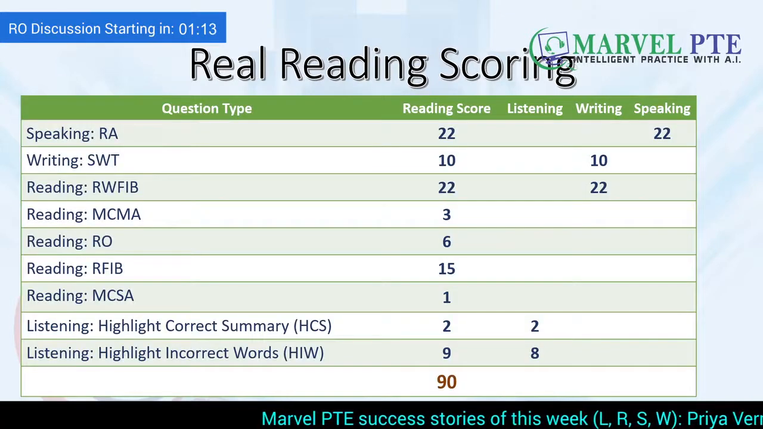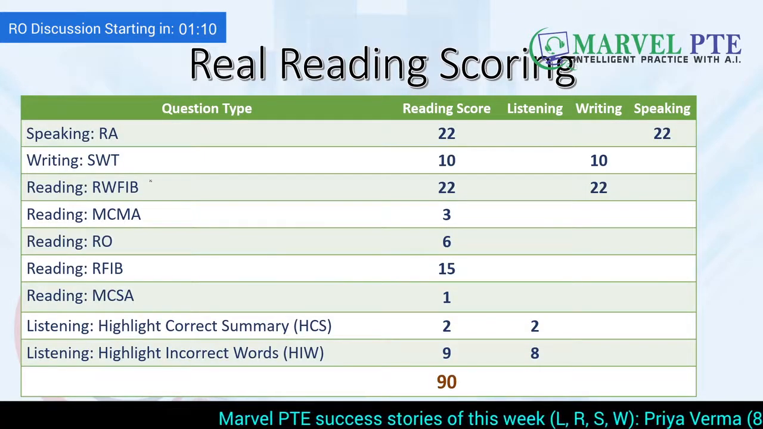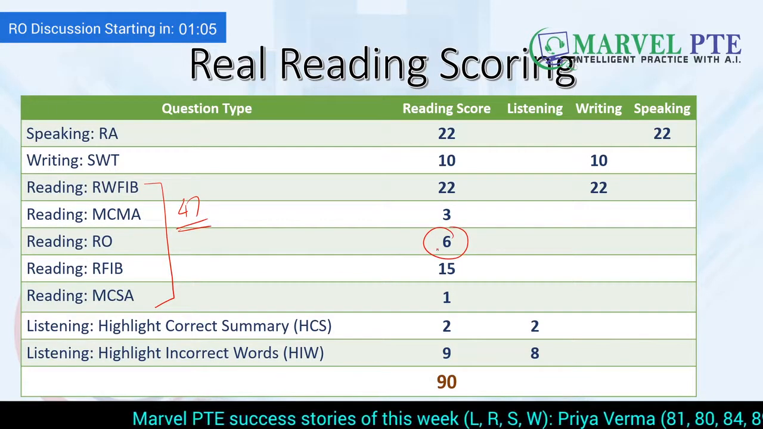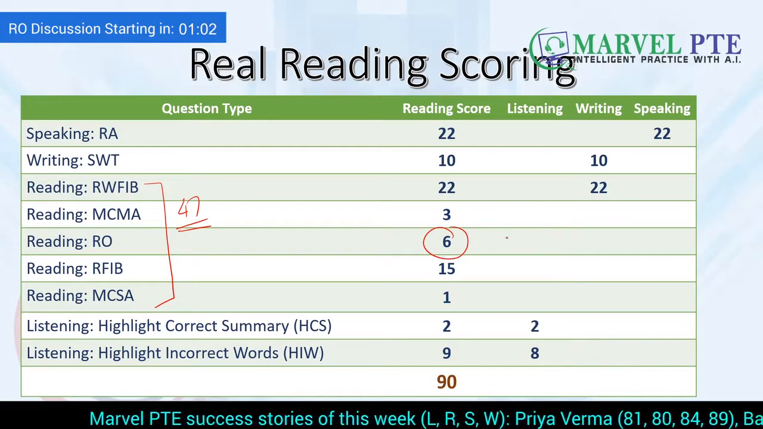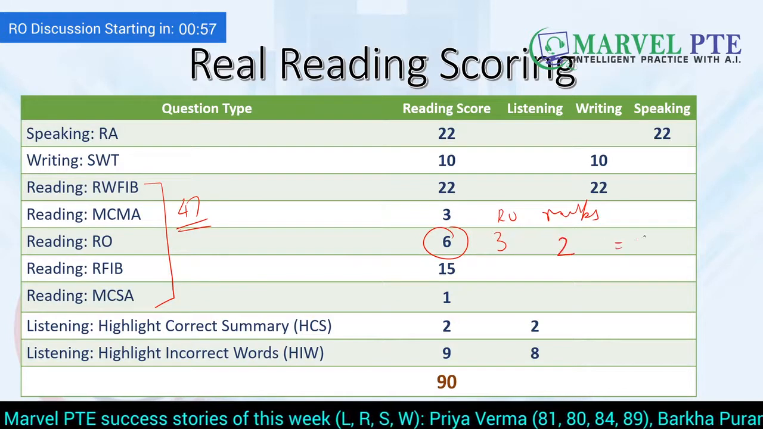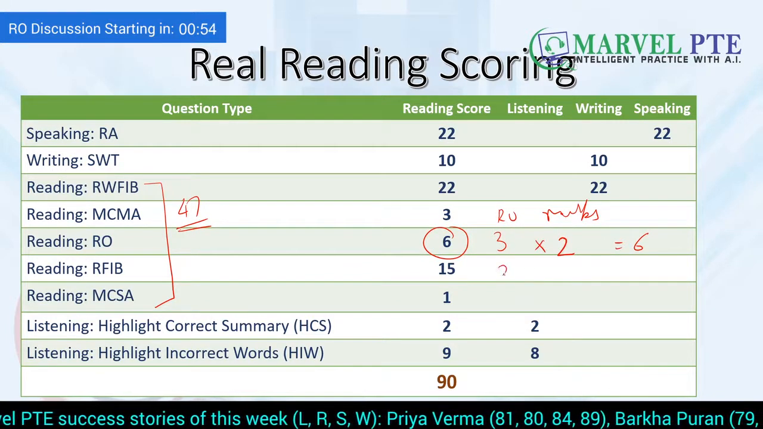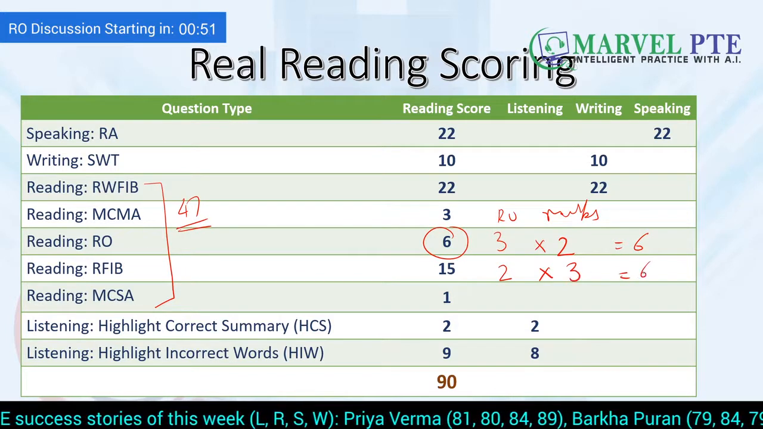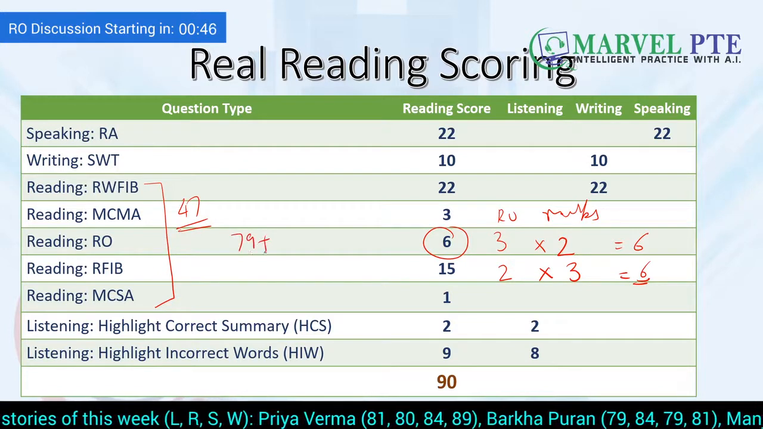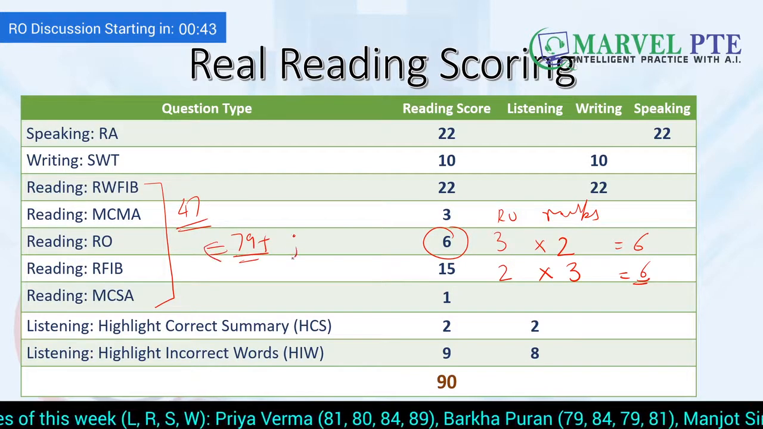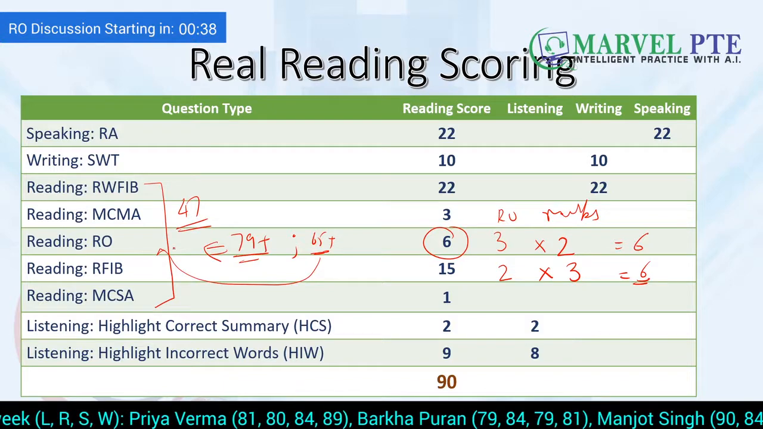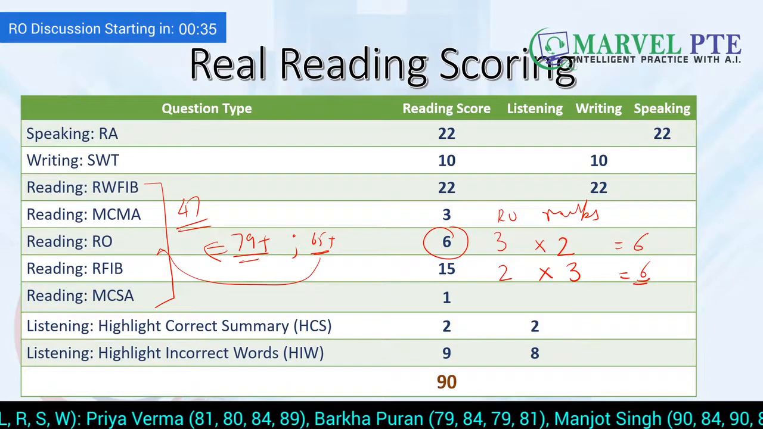So this is the real reading scoring. If you see, the reading module contributes just 47 marks, and out of that 6 marks are for reorder paragraphs. So if you are going to get 3 reorder paragraphs, they will be of 2 marks each to make the total 6. If you are getting 2 reorder paragraphs, it will be 3 marks each to make the total 6. If you are looking for 79 plus, you have to focus on your reorder paragraphs. If your target score is 65 plus, you may consider ignoring them, but still you will be able to achieve your target score with our strategies.